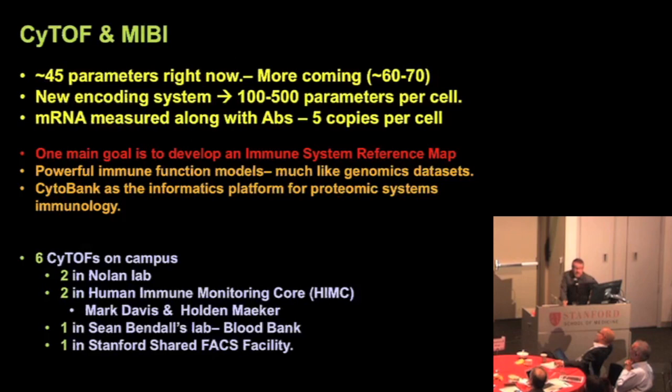So that's the objective. We're at about 45 or so parameters now. New ones, we'll talk about that. Messenger RNA can be done down to 5 copies per cell. We're building an immune system reference map. Obviously, being able to get a hold of all of this data allows you to dive deep into the utility of it. There are multiple CyTOFs on campus already.